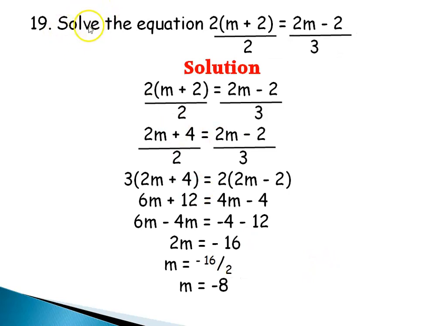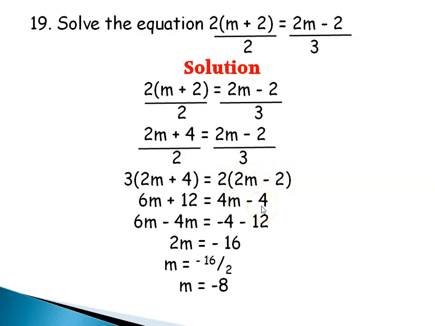Alright, question 19. Solve the equation 2 into bracket m plus 2 divided by 2 is equals to 2m minus 2 divided by 3. Okay, so let me start by opening this bracket. This becomes 2 times m, 2m plus 2 times 2, 4. 2m plus 4 divided by 2 is equals to 2m minus 2 divided by 3. Then I can cross multiply. This will give me 2 multiplied by 2m minus 2 is equals to 3 multiplied by 2m plus 4. Alright, so let me open this bracket. 3 into bracket 2m plus 4 will be 3 times 2m, 6m, plus 3 times 4, 12. Then this 2 into bracket 2m minus 2 will be 2 times 2m, 4m, minus 2 times 2, 4.